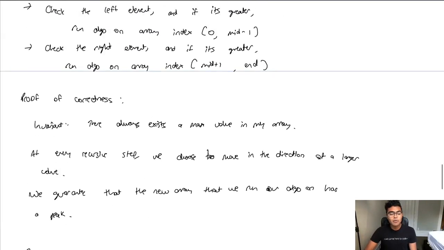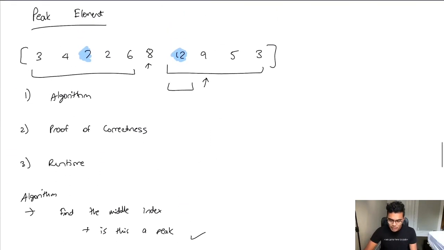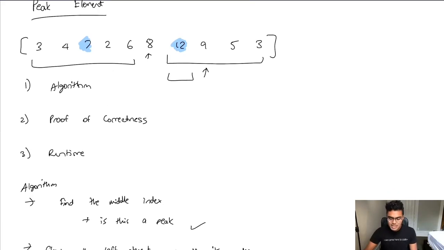So that was a very quick run through of how you would solve a problem by coming up with the divide and conquer approach, a simple proof of correctness, and then the runtime using the master theorem.